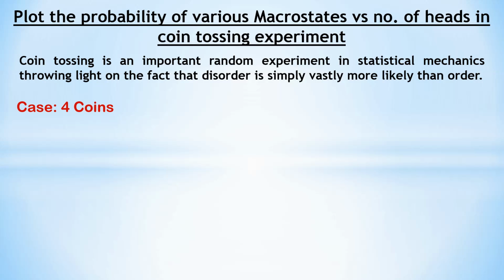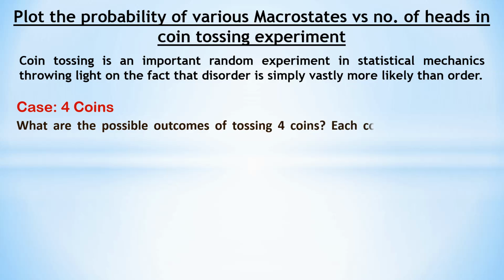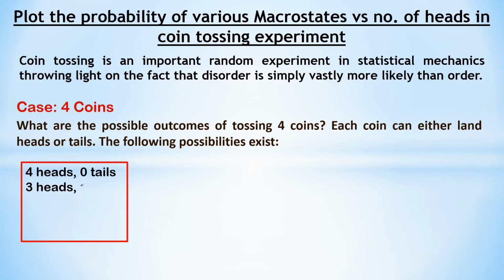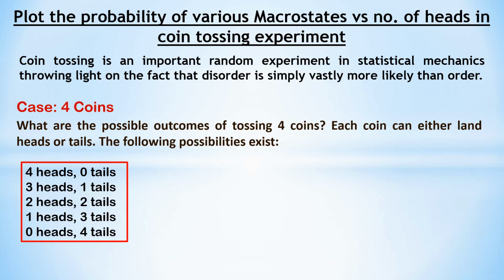Consider the case of 4 coins. What are the possible outcomes of tossing 4 coins? Each coin can either land heads or tails. The following possibilities exist. They can be 4 heads, 0 tails; 3 heads, 1 tails; 2 heads, 2 tails; 1 heads, 3 tails; and 0 heads, 4 tails.